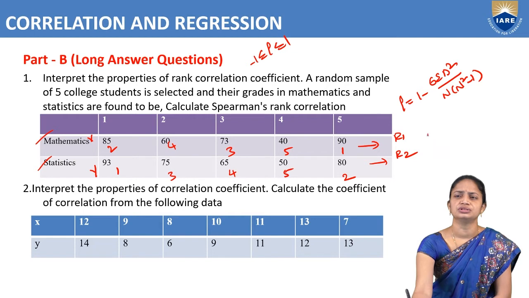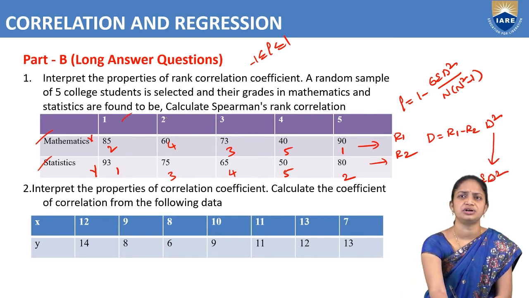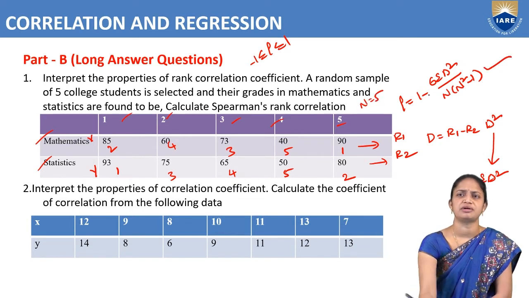So this is R2. Here D is nothing but R1 minus R2, and after that we need to find D square, then summation D square. Here capital N is 5. By using this formula we can calculate the rank correlation coefficient.